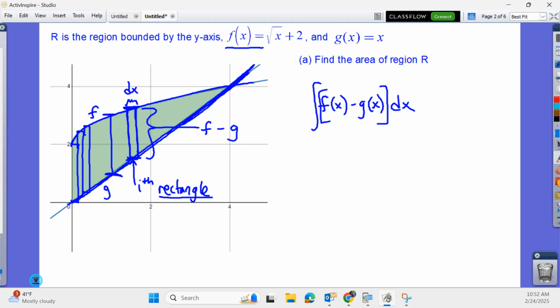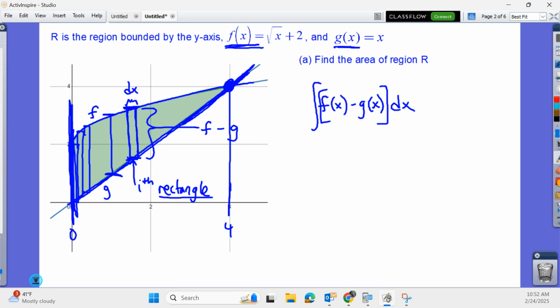And where do we integrate it? Well, we're going to integrate it from the left end of region R, which is 0, over to the right end of region R, which you can tell from the graph here is 4. It says 4 there that I just covered. But how do we know? Well, if we didn't know that, you'd need to find that intersection point, right? You'd have to set f and g equal and solve.